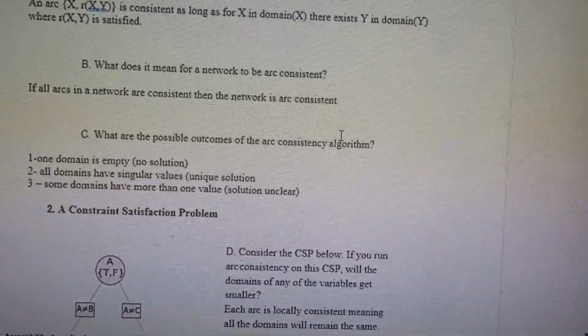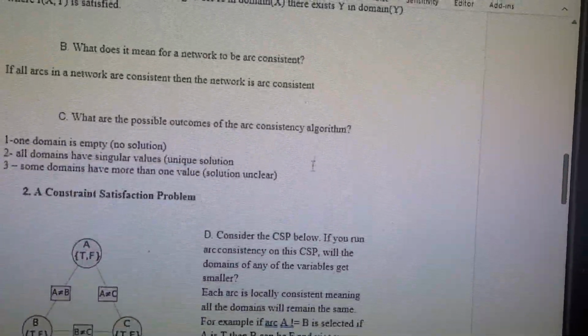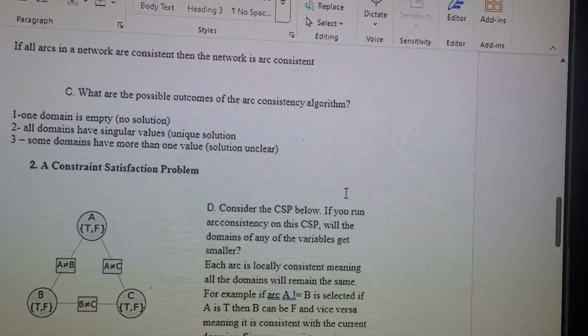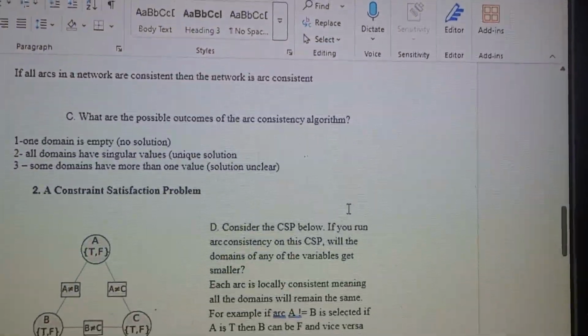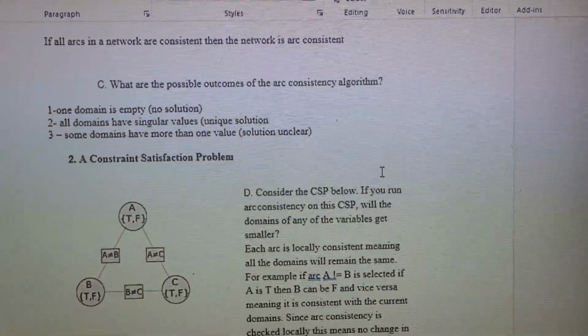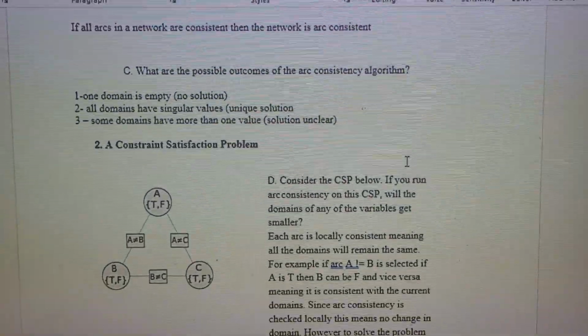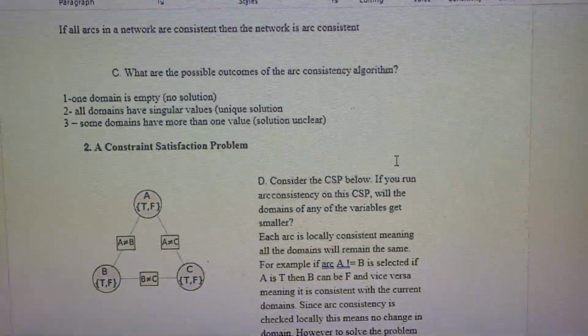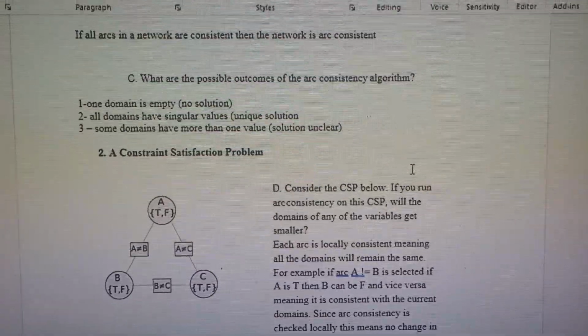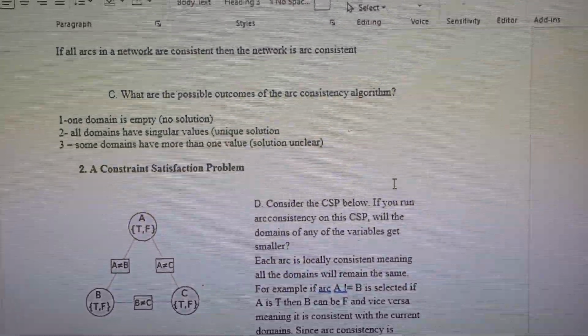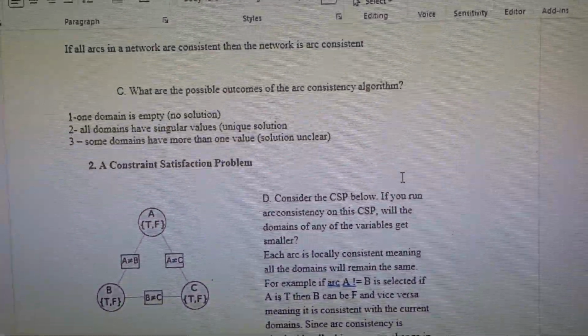It's when all of the arcs in that network follow that previous rule. What are the possible outcomes of the arc consistency algorithm? So one, a domain is empty, and that is no solution. And then two is all domains have singular values. This means all the domains come to one singular value each.